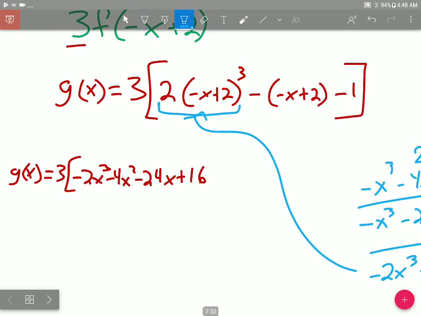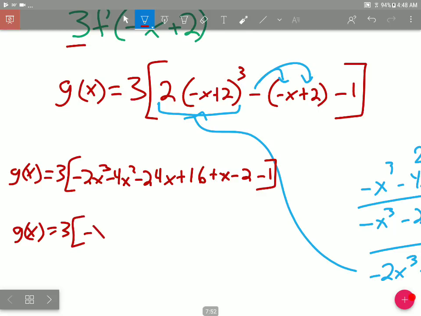And I can go ahead and distribute that negative, which makes it a positive x minus 2, minus 1. And if you haven't given up yet, excellent. All right, from here, we're just combining terms. So g of x equals 3 bracket. I've got a negative 2x to the third, I've got 12x squared, negative 24 plus 1 is negative 23x. 16 minus 2 is 14. Minus 1 is 13.